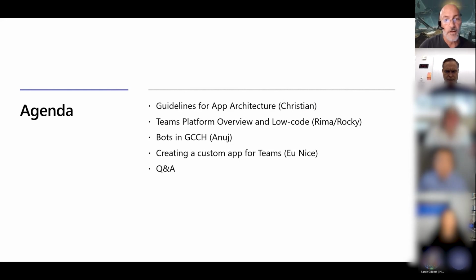There we go, agenda. I'm going to focus first on some of the changes we've made in the architecture, most importantly around security and creating apps, and how we are changing what our customers do to enable connections outside of our boundaries. We'll talk about that in a few moments as well. Rima and Rocky are going to talk about the Teams platform overview all up, and how we can think through low code and no code solutions from within there.